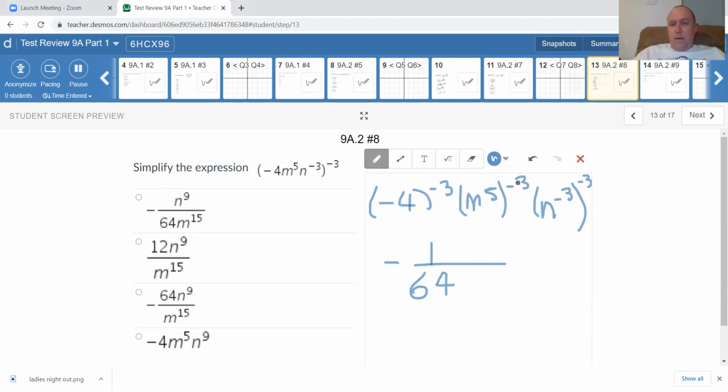If I keep going, 5 times negative 3 is negative 15. And negative 3 times negative 3 is positive 9. And once again, any negative exponents, we're going to move their position. So we move it from the top to the bottom, and we make it positive. And you can indeed see that that is the correct answer. There's the n to the 9, m to the 15, and that negative 1 over, this one here. I do apologize. I read totally the wrong answer again. Yes, it's this answer here that you can see.